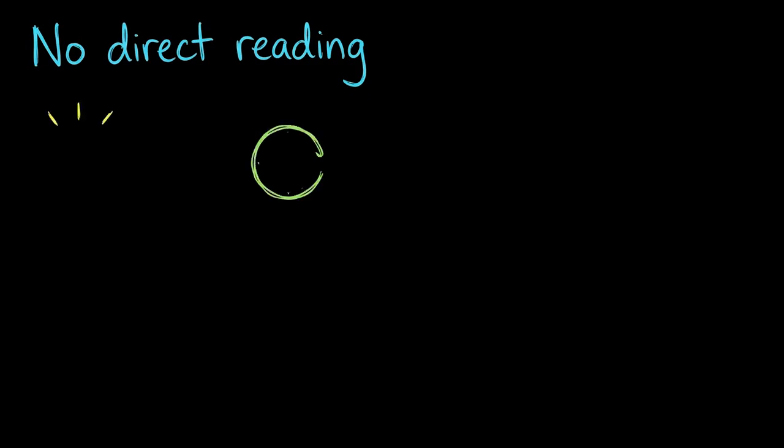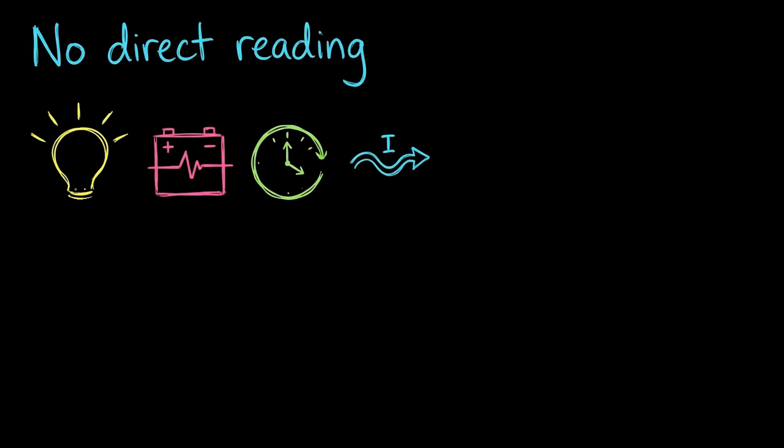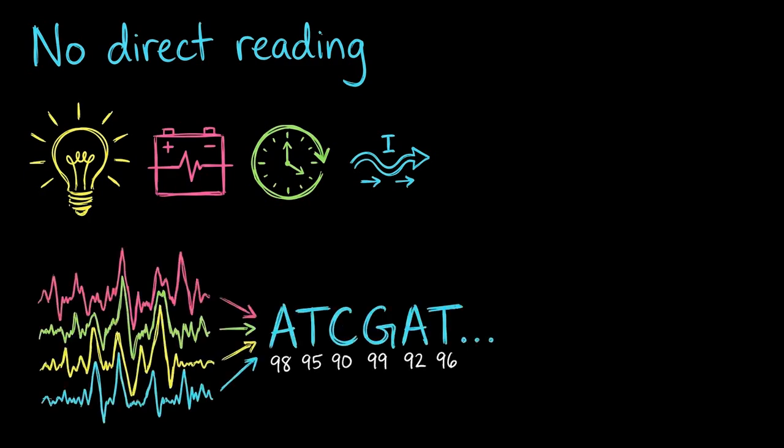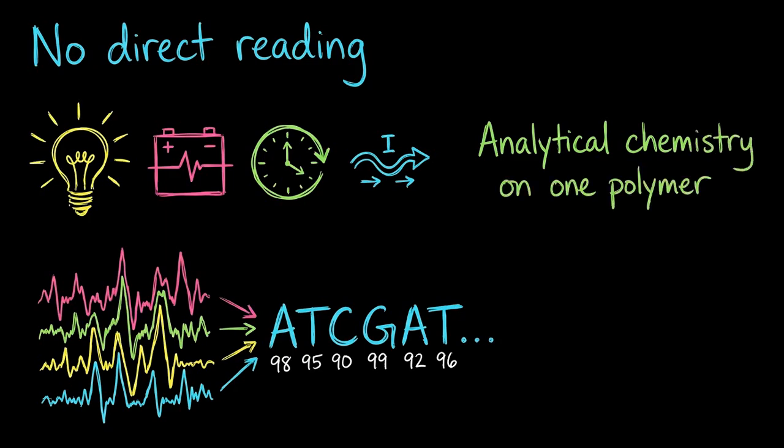Across all these methods, the unifying idea is the same. DNA bases are never read directly. Instead, sequencing converts molecular scale chemistry to light, voltage, timing, or current changes that instruments can measure. The raw signals are then processed into a sequence with associated confidence scores. Different platforms choose different chemical events to detect, but they are all analytical chemistry techniques applied to the same polymer.